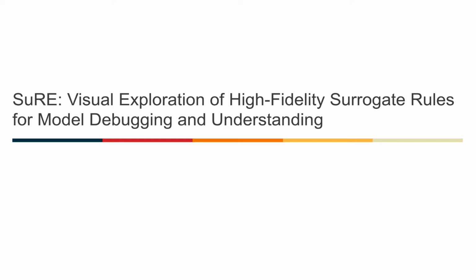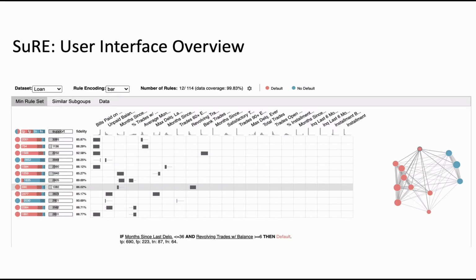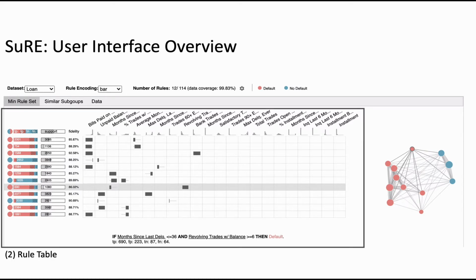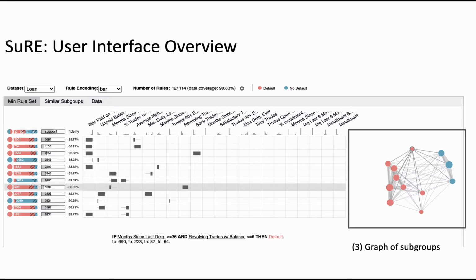In this video, we present SuRE, an interactive visual tool that helps you explore and understand black box models. The system in front of you is the user interface of SuRE, with the least number of rows that cover the behaviors of your model on the whole dataset. This interface consists of three parts: settings and legend, row table, and a graph of subgroups.